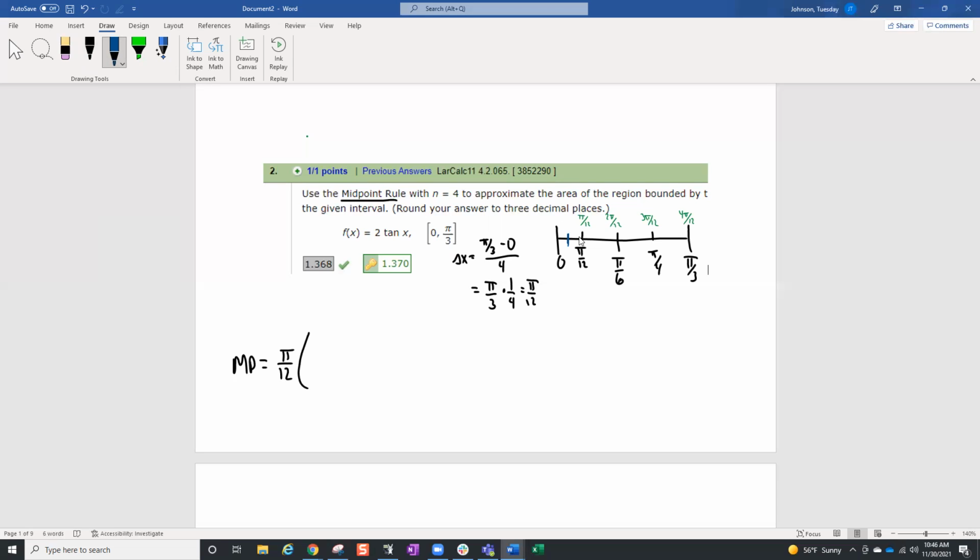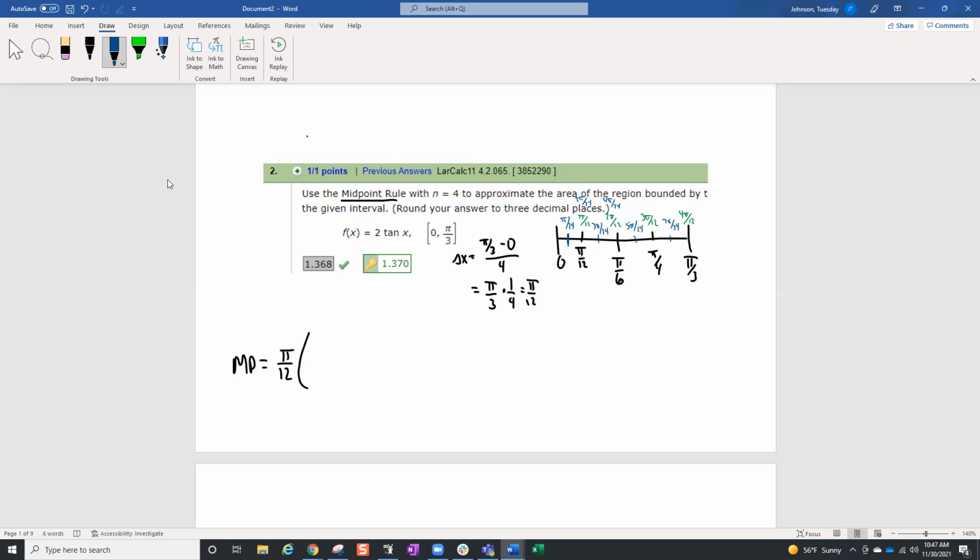So in between 0 and pi over 12 is pi over 24. In between 1 pi over 12 and 2 pi over 12, think about it like this. This is 2 pi over 24. This is 4 pi over 24. So we'll have a 3 pi over 24. So it's 1, 3, 5, 7. All right, 1, 3, 5, and a 7 pi over 24.